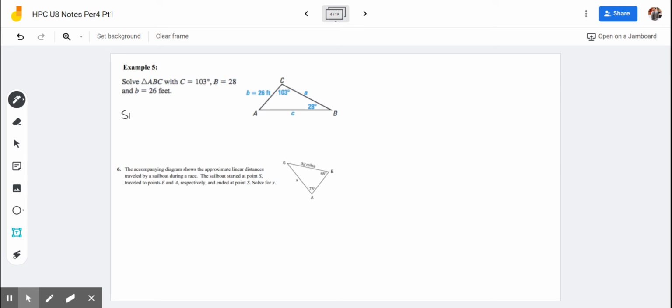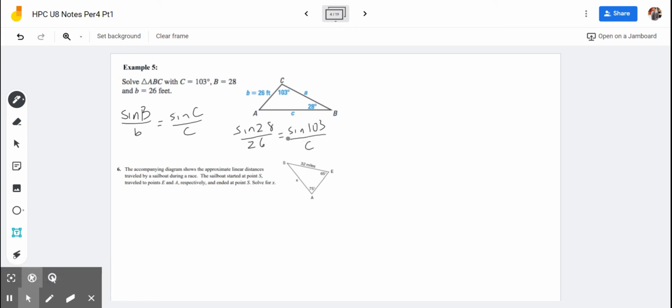So we're using sine B over little b equals, and then I'm going to do sine C first over little c. This is just filling in the appropriate angle measures and side lengths. And then from here, this is just a proportion, so we could cross multiply and solve. So we'll have 26 times sine 103 equals c times sine of 28. And then to solve for c, you would just divide by sine 28.